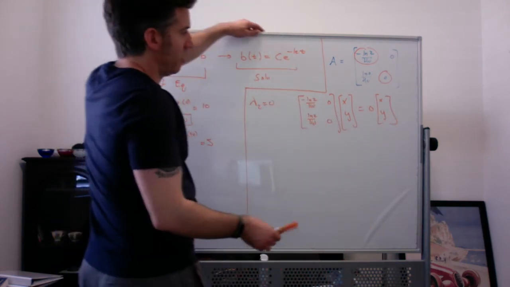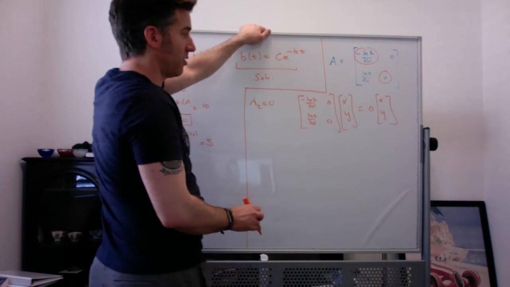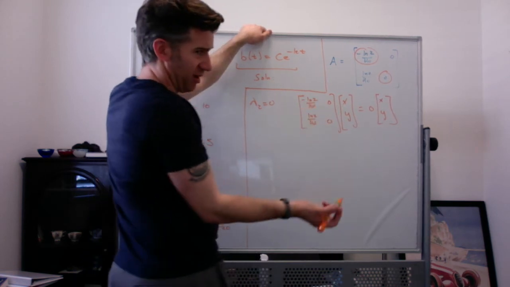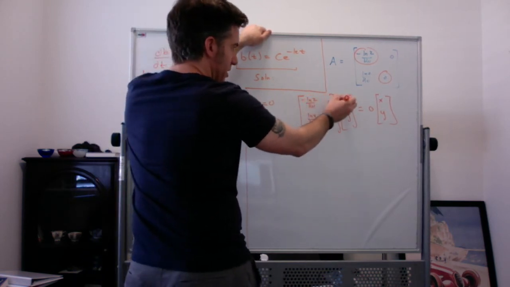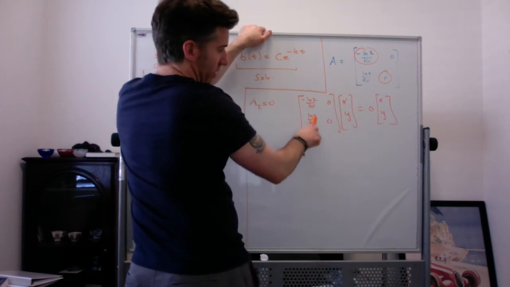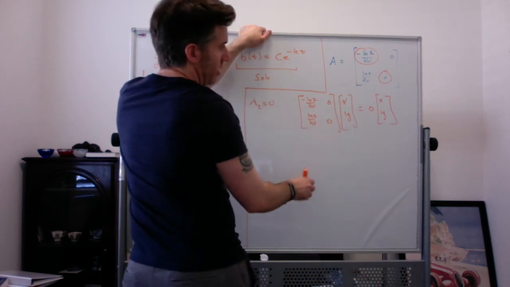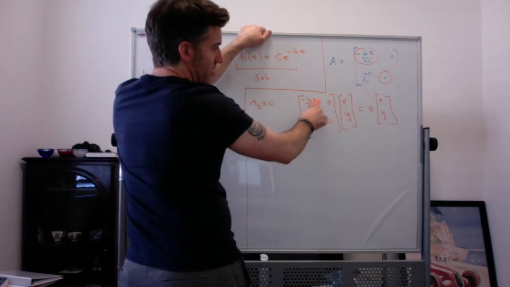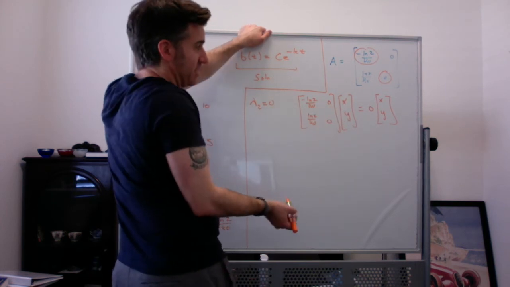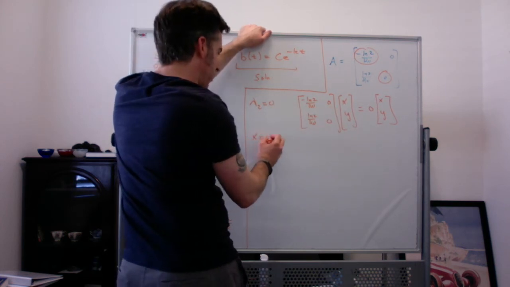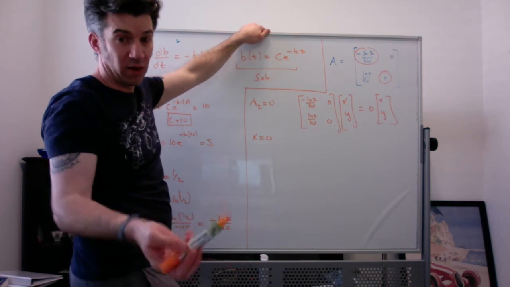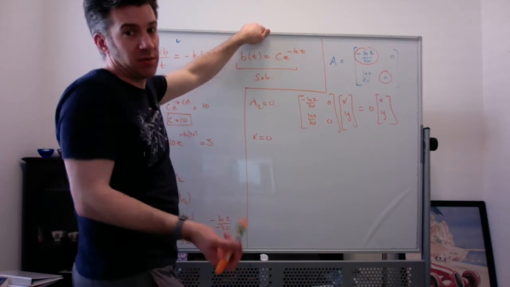Well, let's see here. X has to be 0, right? You've got this times this plus 0 times y, and you've got this times this plus 0 times y. And both of those have to equal 0. So this times x being 0 means x has to be 0. And we know from before that if you find an eigenvector, if one of the things is 0, the other one gets to be 1 automatically.